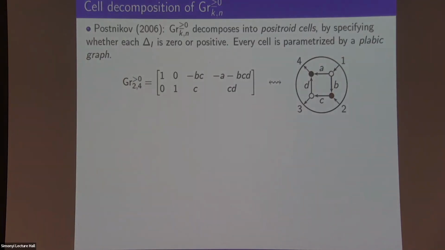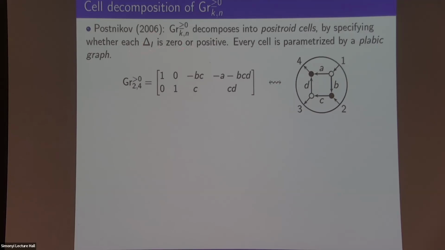Some other results about this space. It has a beautiful cell decomposition. A cell decomposition of a space is just a way to partition it into pieces, each of which is parametrized by a product of the positive real numbers, so it's homeomorphic to an open ball. Postnikov found an explicit description of what are called positroid cells. For each Plücker coordinate delta sub I, decide whether it should be 0 or positive. Maybe those constraints can't be satisfied, like some positive matroid realization problem, but if they can be satisfied, then we get a cell.